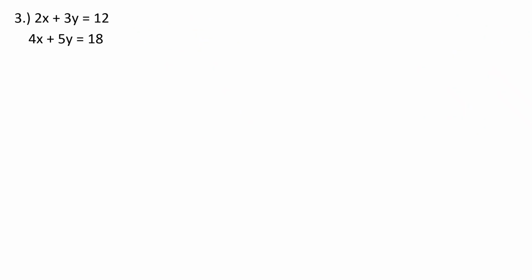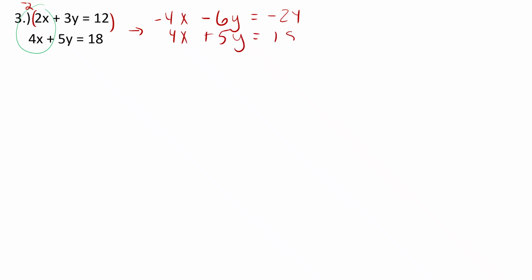All right, for this next one, I am going to try to eliminate the x's because the x's, 4 is a multiple of 2, so I can multiply just one of my equations. If I multiply this by a negative 2, that will give me a negative 4x. So that will work. So I'll have negative 4x minus 6y equals negative 24. And my bottom equation, for now at least, is staying the same.